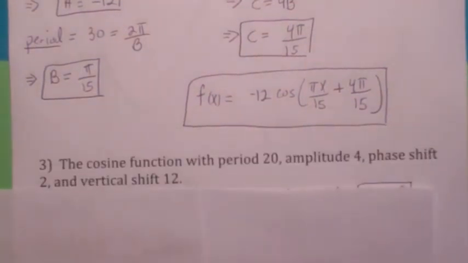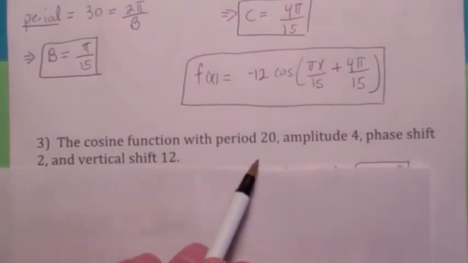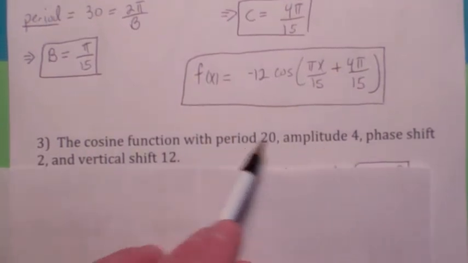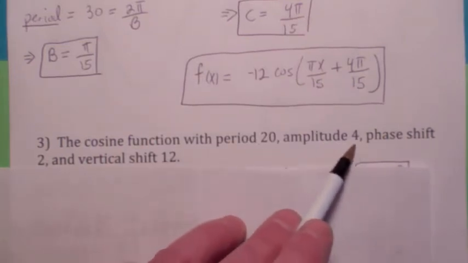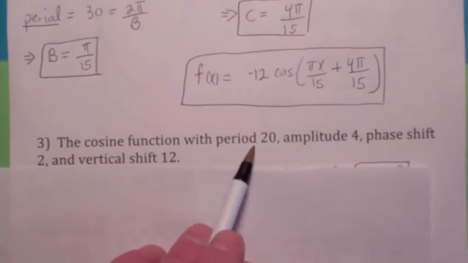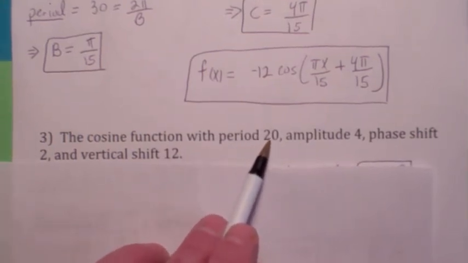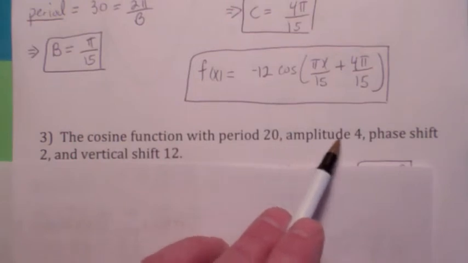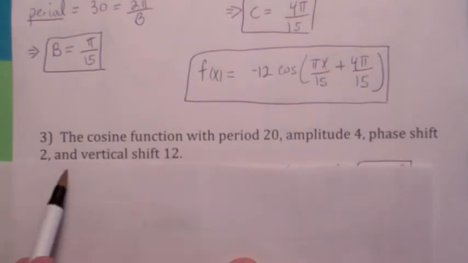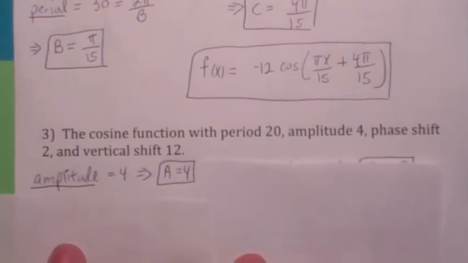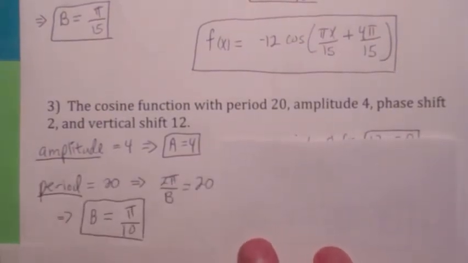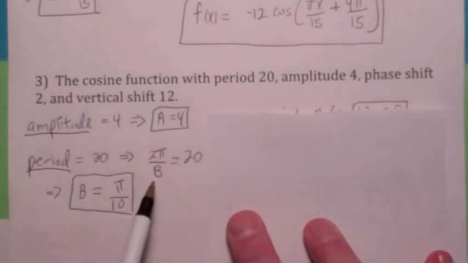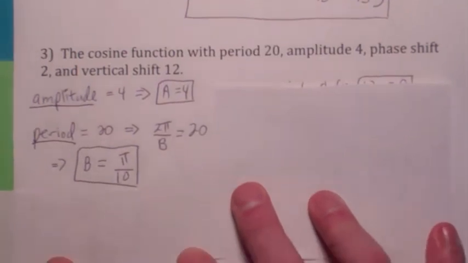Alright, let's try another one. Cosine function, period 20, amplitude 4, phase shift 2, vertical shift 12. Okay, that just means d is 12, right? Now remember what I just got through saying. We're going to use the period to find b before we use the phase shift to find c. Anyway, the amplitude's 4. That means a is 4. The period is 20, which is 2 pi over b. Solving that for b, you get b equals pi over 10.